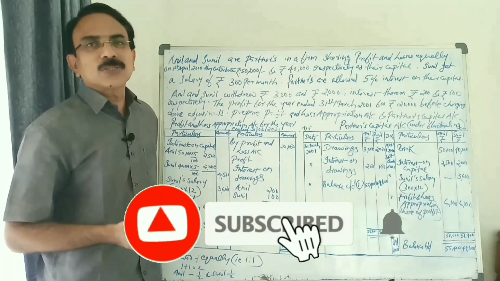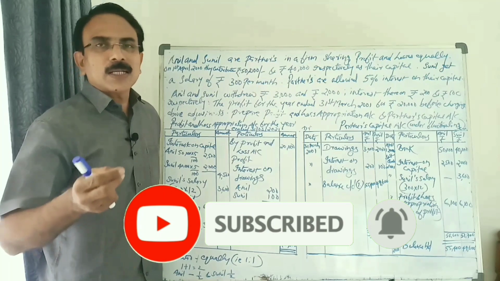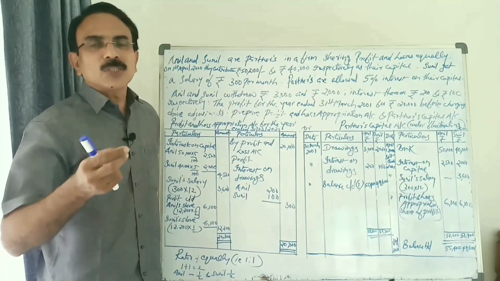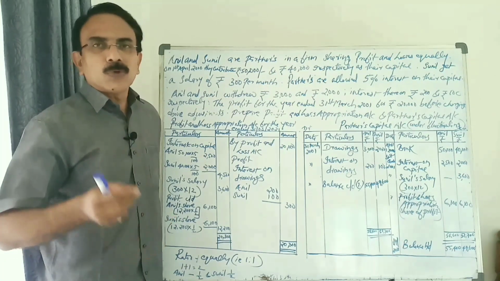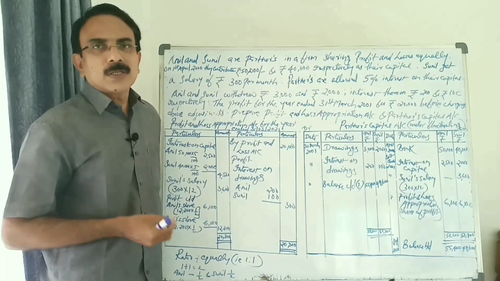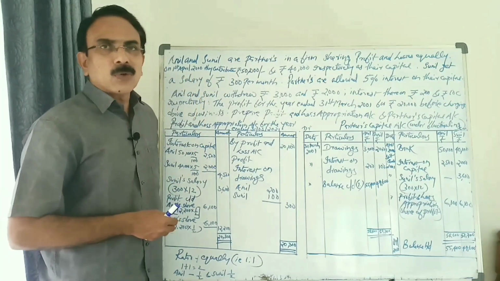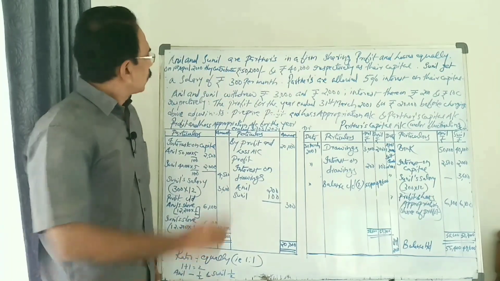In the last class, we learned about the profit and loss appropriation account, and partners' capital account under fixed and fluctuating methods. Today, we are going to look at the most important problems and solutions on this chapter. Look at this question written on this board. Let me read this question first.